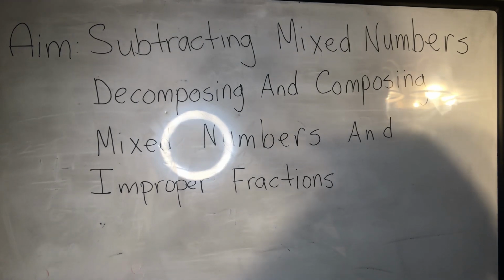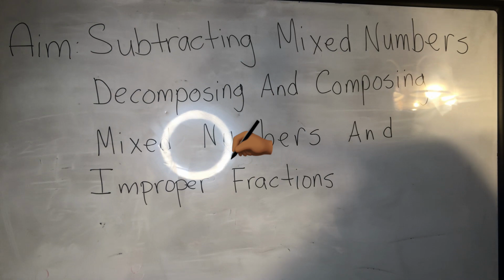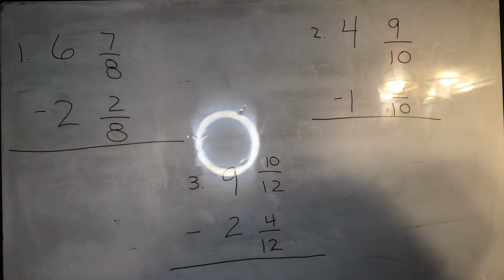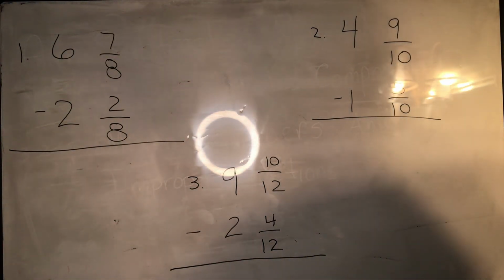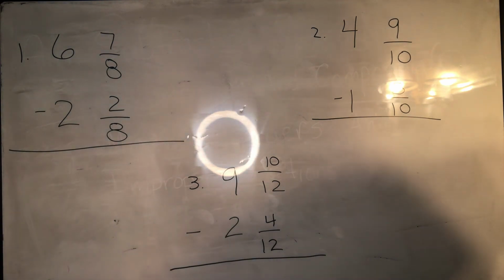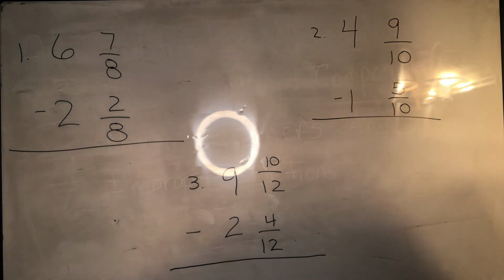Today's aim: subtracting mixed numbers. Decomposing and composing mixed numbers and improper fractions. All right, so for our first three practice problems, we have 6 and 7 over 8, take away 2 and 2 over 8. Then we have 4 and 9 over 10, take away 1 and 5 over 10. And our last practice problem, we'll do 9 and 10 over 12, take away 2 and 4 over 12.